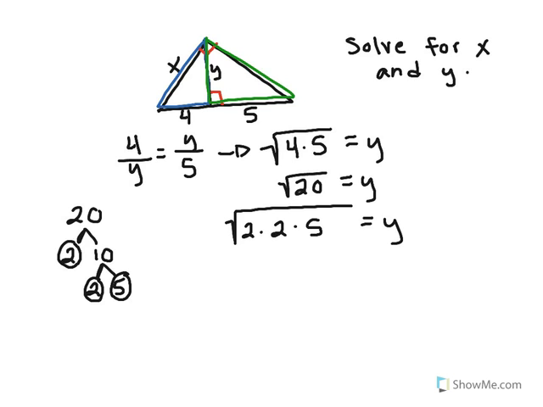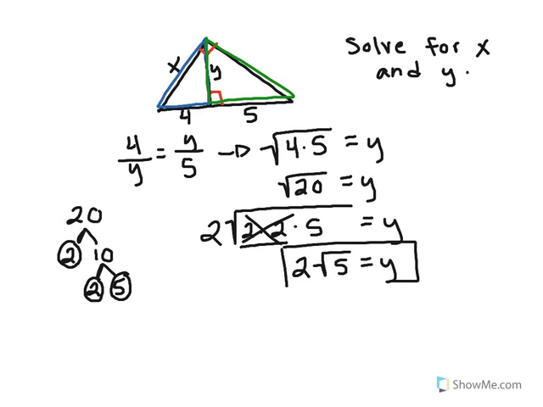Now, in order to simplify this square root, we want to find a pair of the same number. And in this case, I have a pair of 2's. So if I have a pair of 2's, I can bring the 2 to the outside of the radical. So this goes away and comes out here. Now 5 does not have a pair, so it's going to stay under the radical. So my simplified version is 2 square roots of 5. And that is a far more accurate answer than a decimal because there is no rounding involved.